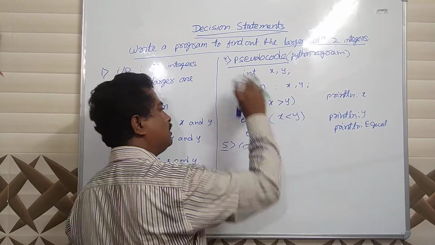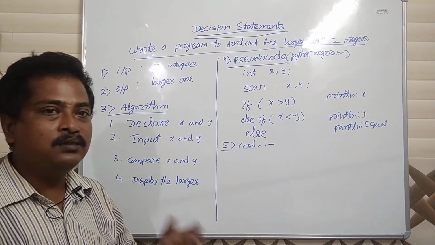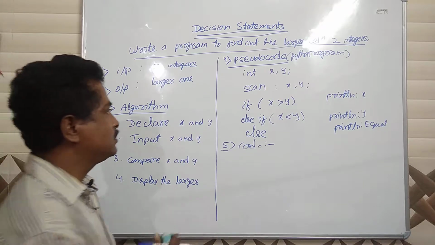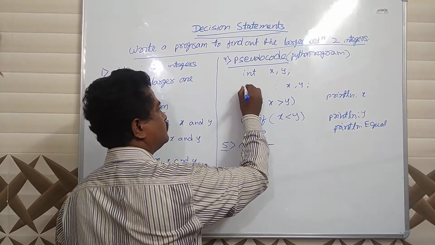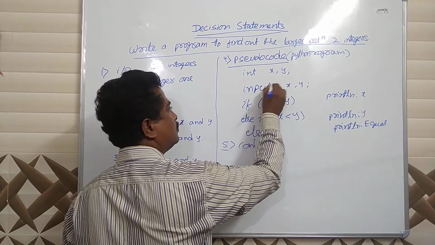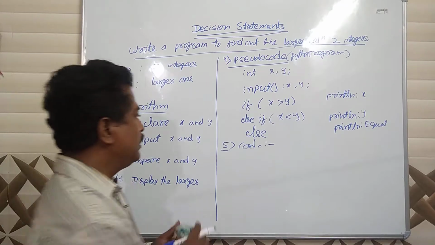In place of scan, you write scan, but scan is not used, any function is not used. Directly you are using the input function. So you can write input also. Okay. Now how to write the code?